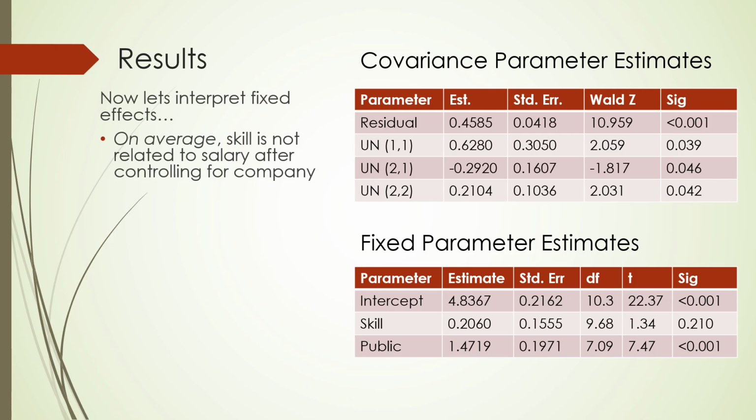So we can't really say skill isn't related. And even if skill was statistically significant, it would potentially be inappropriate to say skill is broadly related. Maybe a better way to describe this is that skill may or may not be related depending on what company you work for. So the relationship between skill and salary depends on the company.